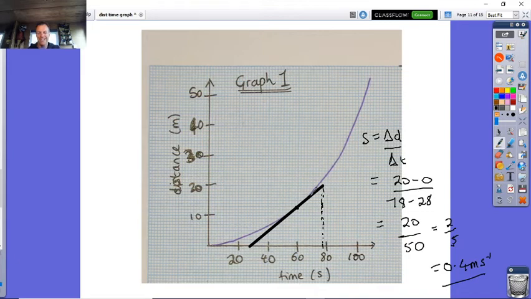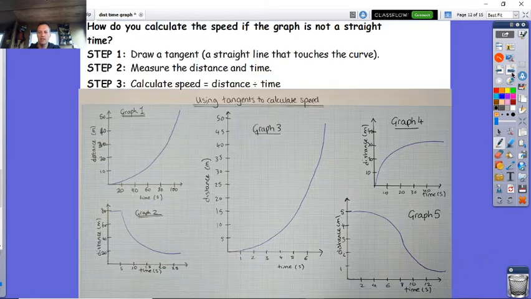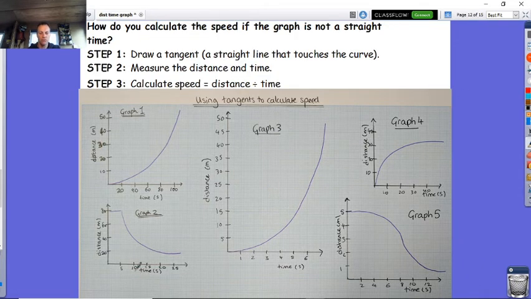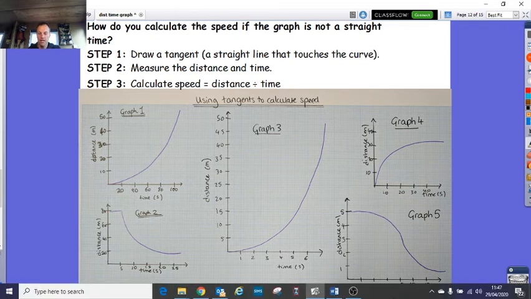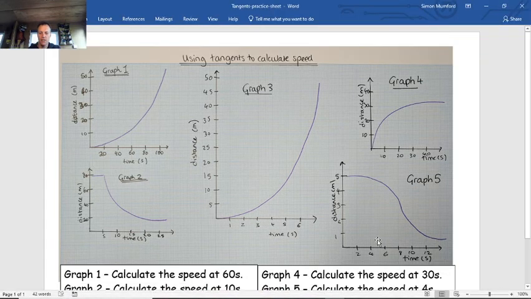Now, you're not going to get identical values. It depends how you draw your tangent. And in the examination situation, they will be a little bit flexible with that and give you a range of values you must be within. Now, as I said before, what I'd like you to do, where it says on the sheet here, is to work out the speeds at different times.